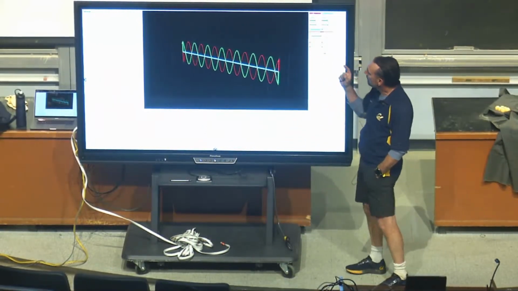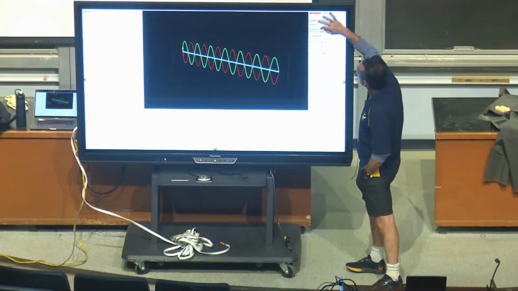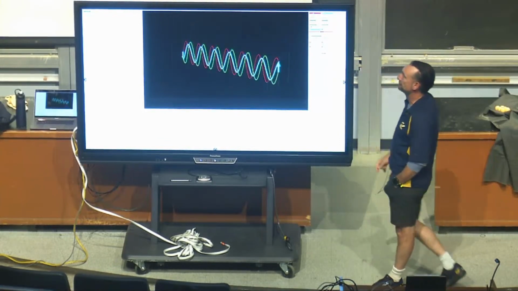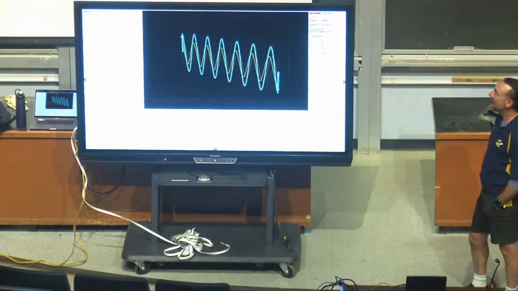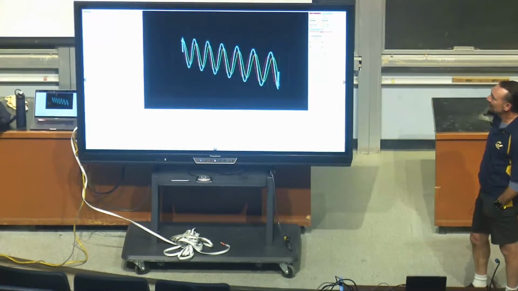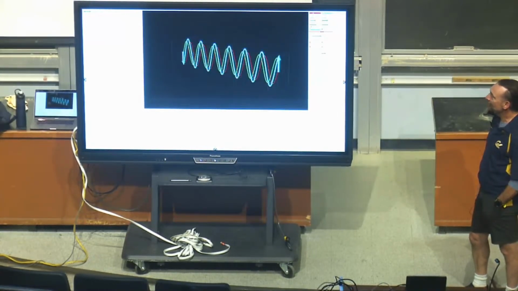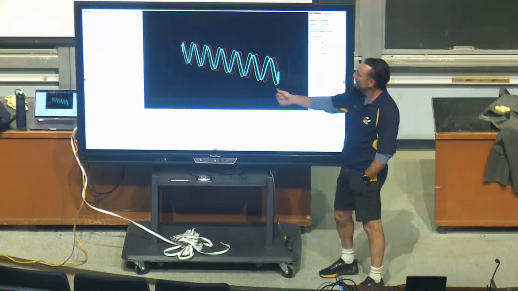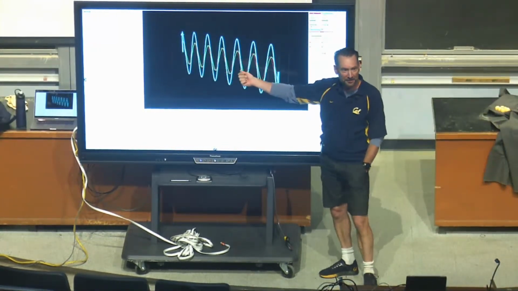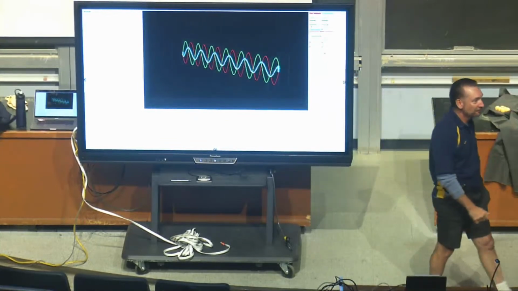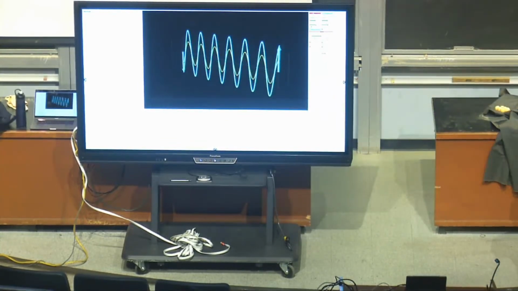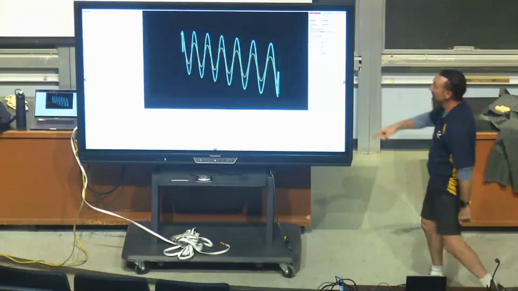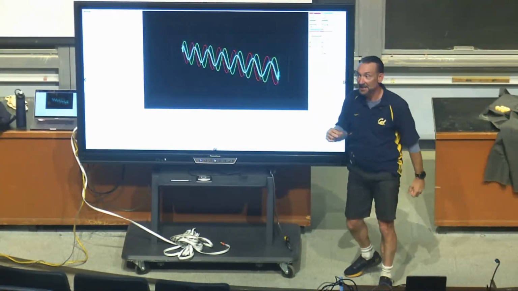Here's an interesting fact, though. Let's say I reverse the direction of travel of one of them. So now they're going in opposite directions. And look at that: when they're going in opposite directions, the sum is a standing wave. You see how the blue one isn't moving now? It's oscillating up and down in space. The red and the green are moving, and they're creating this sum that's a standing wave.